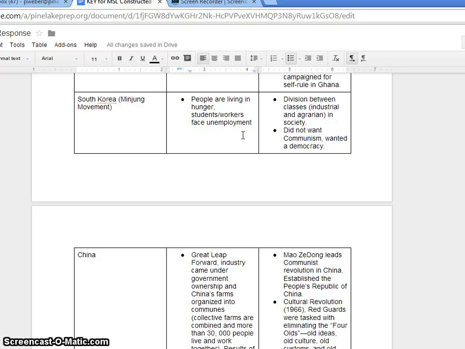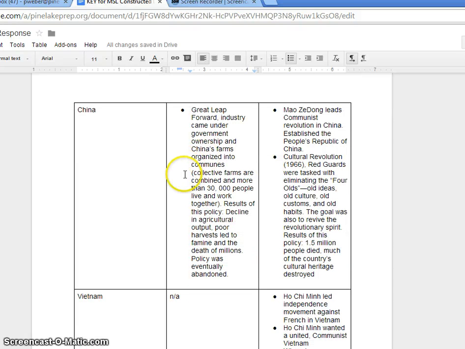Next, what we see in South Korea is, again, just this conflict over communism versus democracy and the effects that that had. And then we have China, where we see communism, which is when industry comes under the government ownership and land is owned by the community. And then some cultural things. We saw the Cultural Revolution, getting rid of the four olds, things like that.